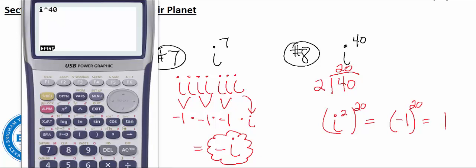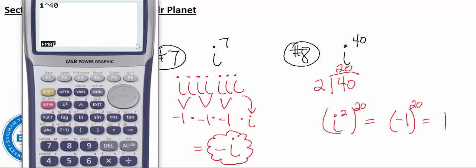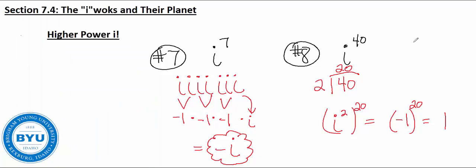Now you should be aware that i is a number, so you should be able to find it on your calculator. Might take you a little work to find it. You might have to push the second button. But it's kind of nice to be able to find i on your calculator because you can type it in just like a normal number. And so you'll see that when I do i to the 40th power, the answer is 1. Okay. The moral of the story here is if you have i raised to a power, you do need to simplify. Always simplify your i's if they're raised to a power.